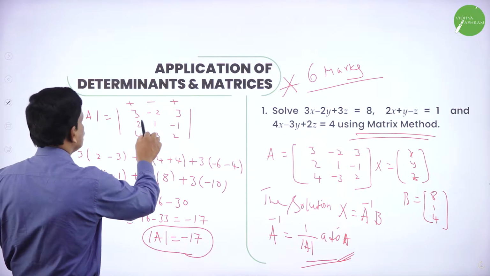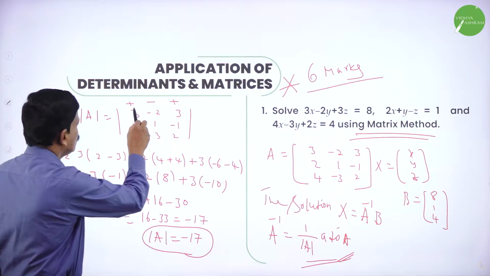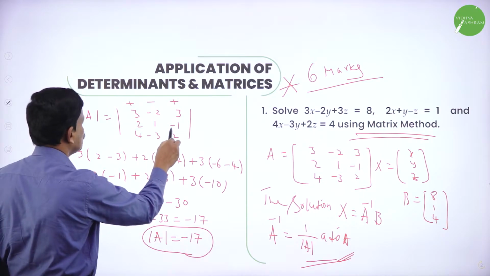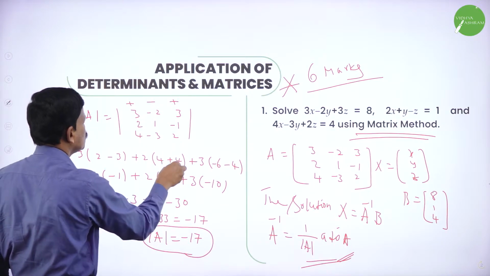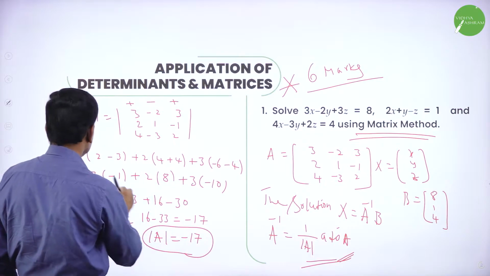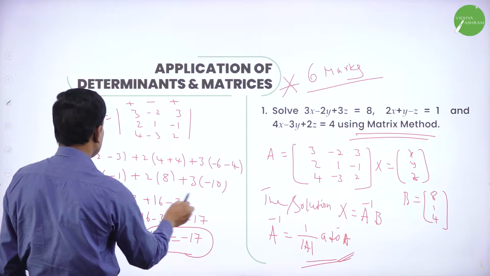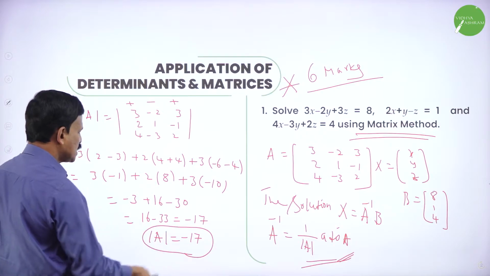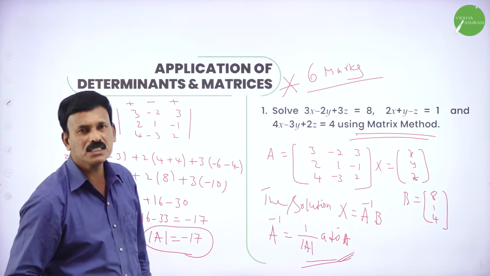So determinant of A is equal to 3 minus 2 3, 2 1 minus 1, 4 minus 3 2. Delete the row and column containing this. 3 into 1 2s are 2, minus into minus, plus into minus, minus 3 1s are 3, minus into minus plus 2. 2 2s are 4, minus into minus plus. Again plus 3 into 2 3s are 6, minus 4. So 2 minus 3 is minus 1, 4 plus 4 is 8, minus 6 minus 4 is minus 10. So minus 1, then 3 into 8 2s are 16, minus 30, that is 16 minus 33, equal to 17. So the value of the determinant is 17.